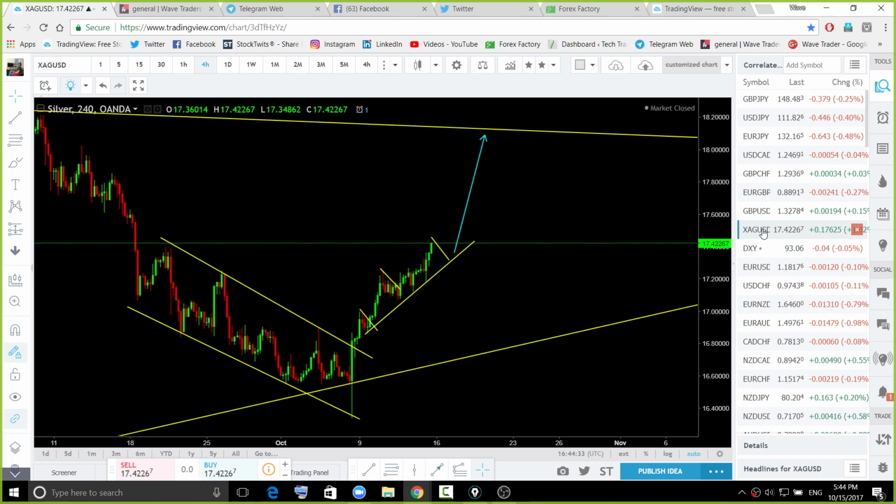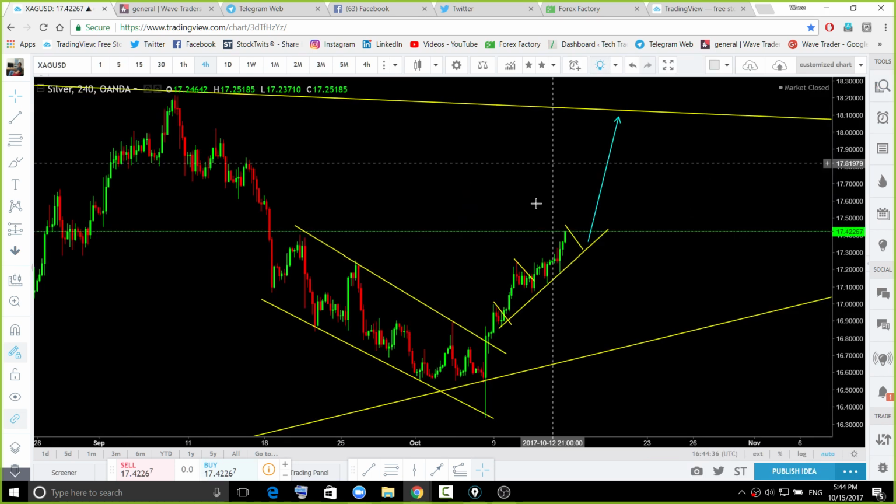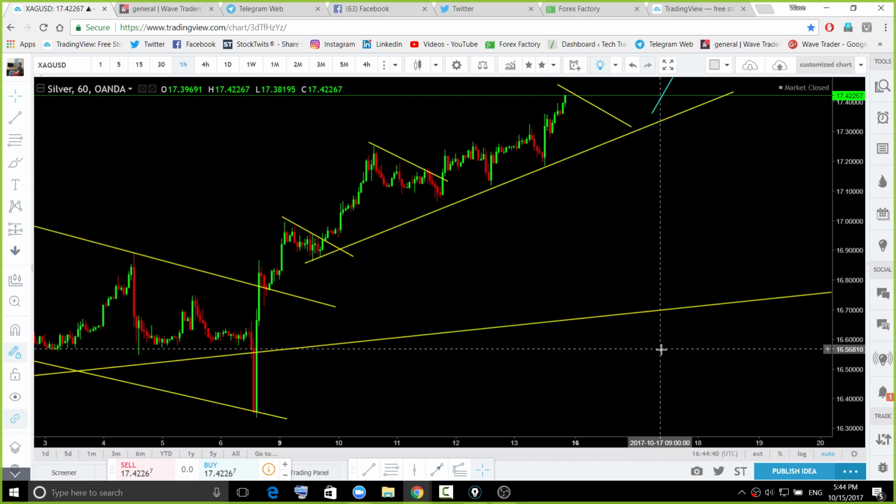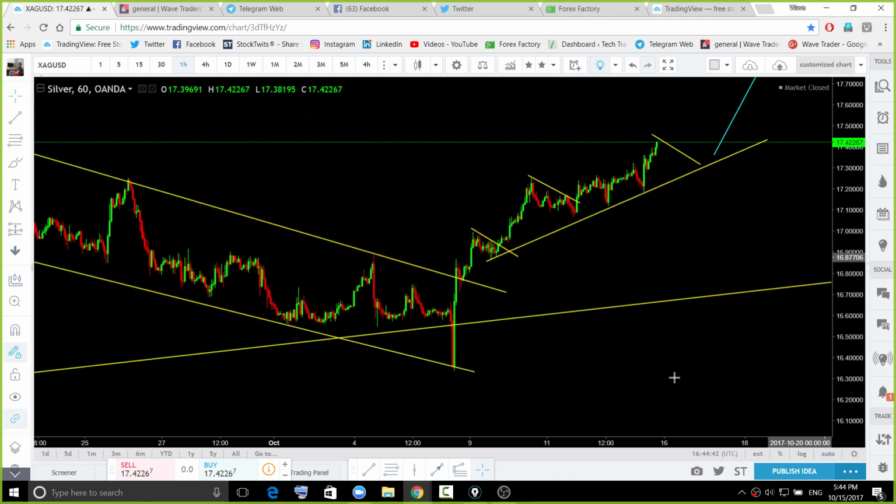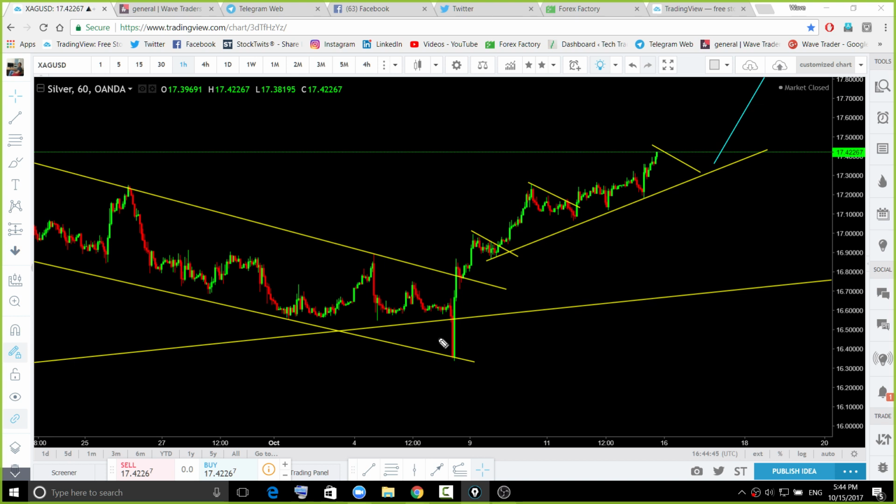So, silver. I hope you fellows caught the long from the bottom. If you remember, last week I showed you to look for a buy somewhere here, at this area. We hadn't seen the continuation formation at this area, but we have seen the continuation formation at this area. We got the breakout. I'm still holding my long from this area.